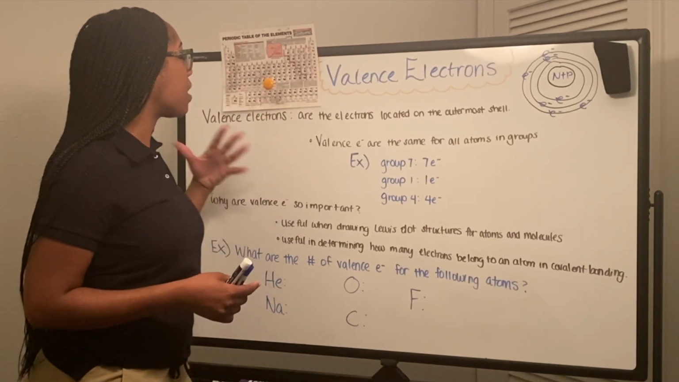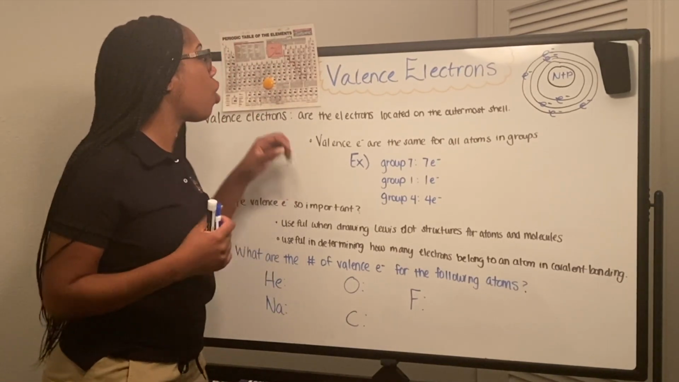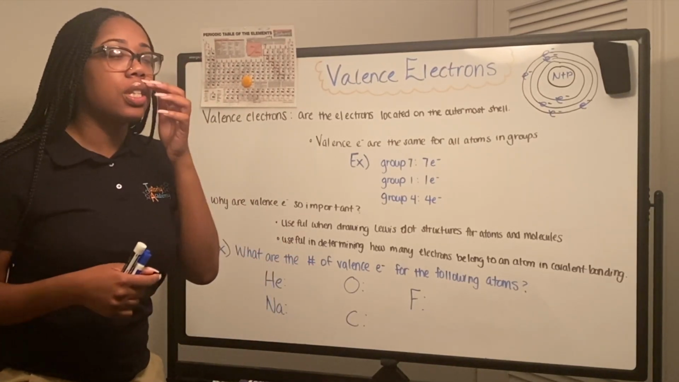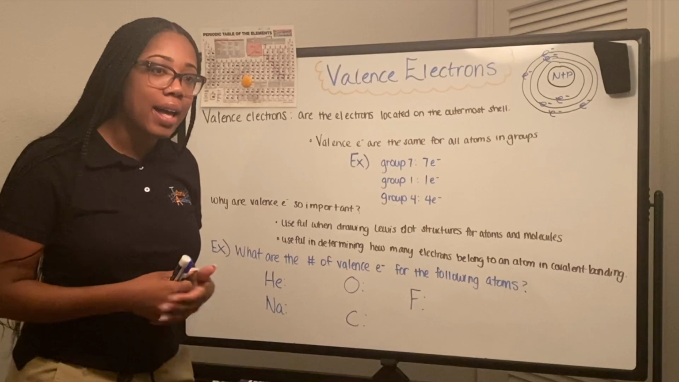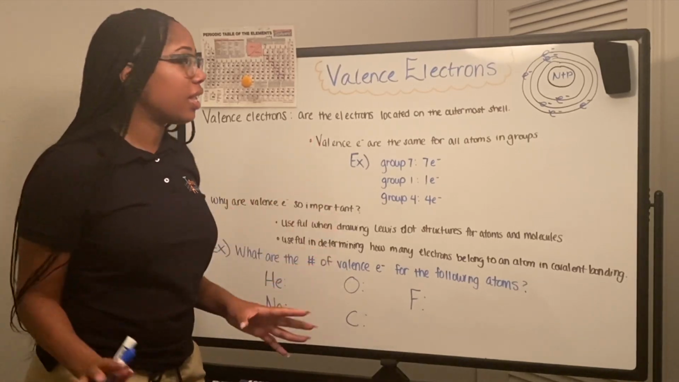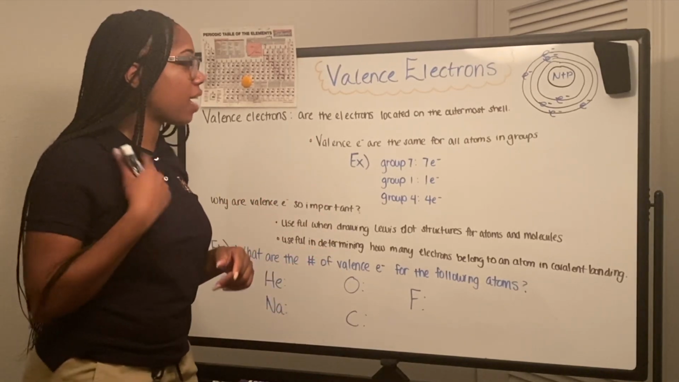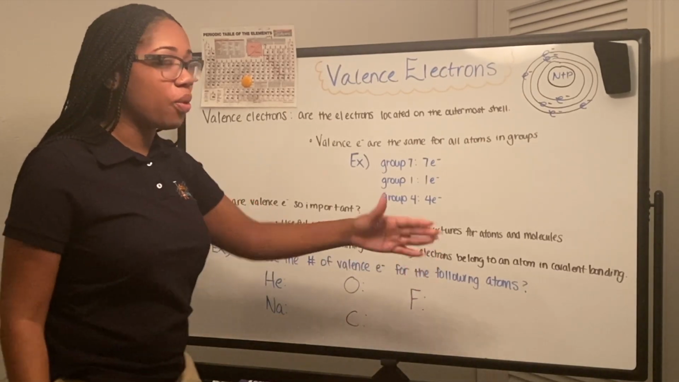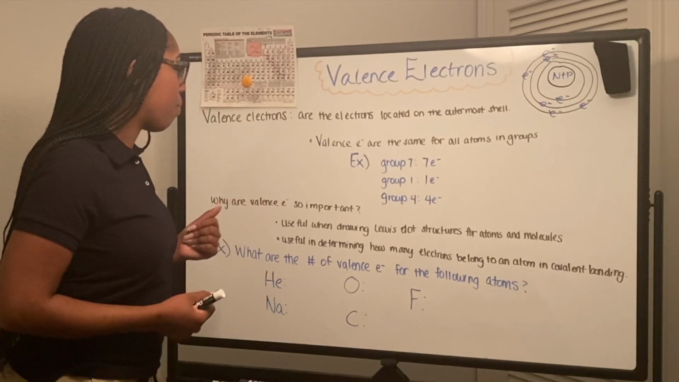So hopefully that makes sense. It will make more sense when we go over Lewis structures and how to build those structures, and then talking about covalent bonding. But don't worry, we will get there. I think that's next week actually. All right, so why are valence electrons so important?